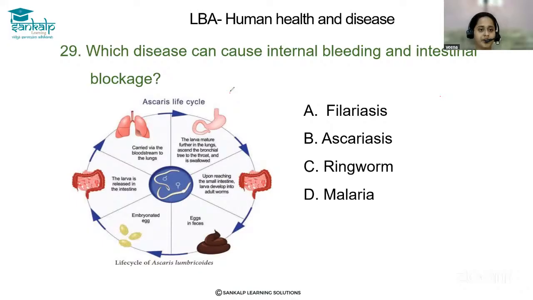Let's solve question 29. Which disease can cause internal bleeding and intestinal blockage? So dear students, this is another disease that is caused by the roundworm, that is also called Ascaris.